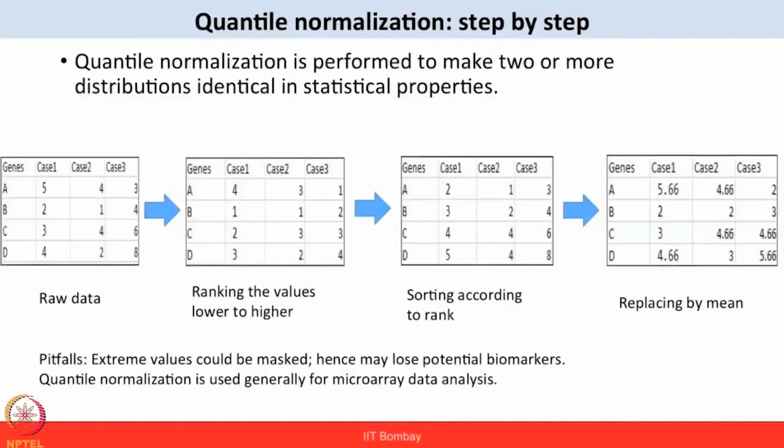However, there are some pitfalls in quantile normalization: extreme values could be masked. Hence, we may lose potential biomarkers, because biomarkers are the proteins of interest having dysregulated expression levels, that is, in the normal distribution curve they might be in the tail region. So quantile normalization may mask your potential biomarkers from the analysis, and so it should be implemented with proper care. Quantile normalization is generally used for microarray data analysis.